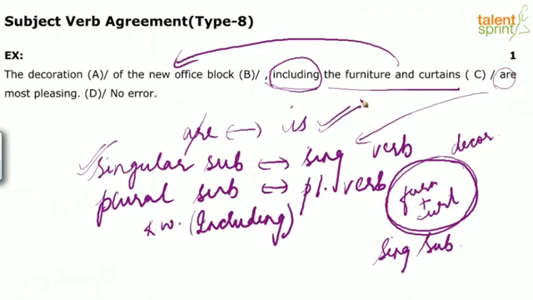Okay, yeah, I think what you said is right, but we're not taking up any example right now related to superlative degree. But what you're saying is absolutely right, because when you say superlative, it is again one that you're talking of, hence we use singular. Absolutely right. Now Swati, decoration is singular, so it takes singular verb, and also the key word is including. All right.